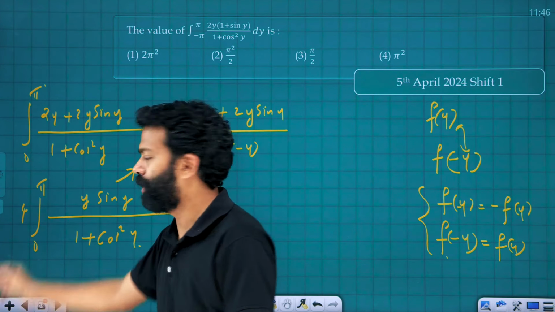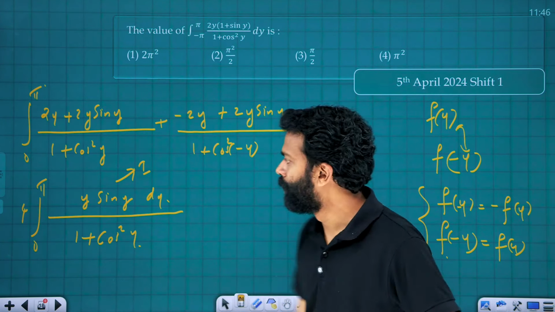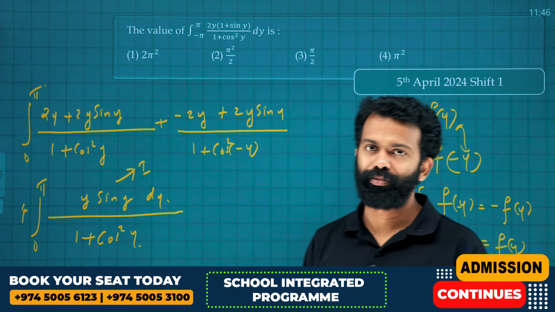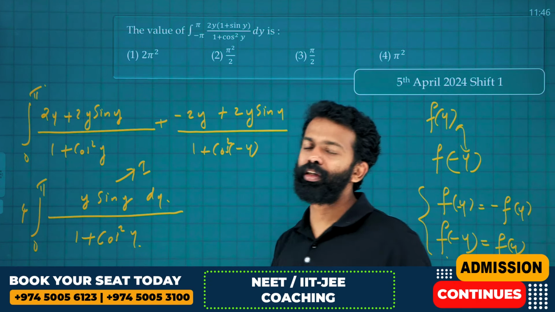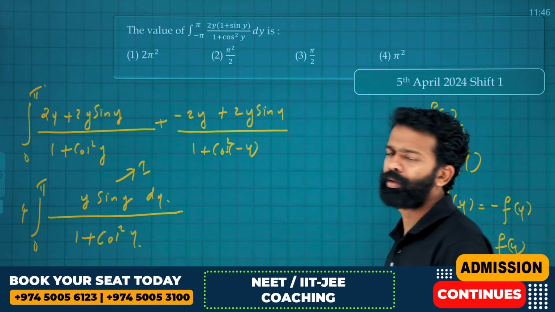There is no space over here, sorry about that. That's why I'm writing it over here. Then we need to apply King's rule. We need to eliminate this y, right? Before that we need to use King's rule. It's a good question actually. Multiple properties are used here.